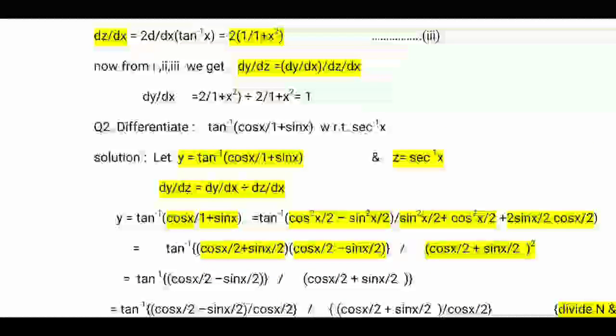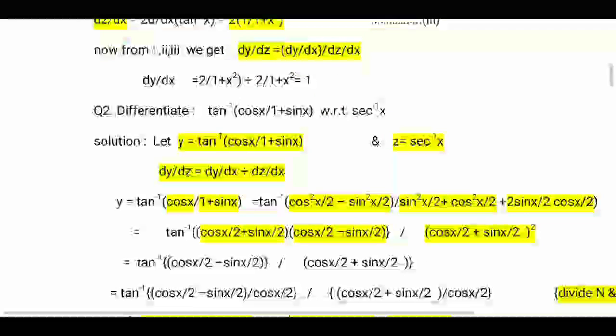Now another question: differentiate tan inverse cos x upon 1 plus sin x with respect to sec inverse x. As above, we consider the first function y is equal to tan inverse cos x upon 1 plus sin x, and another function z is equal to sec inverse x. Now you have to find dy upon dz, that is dy upon dx divided by dz upon dx.